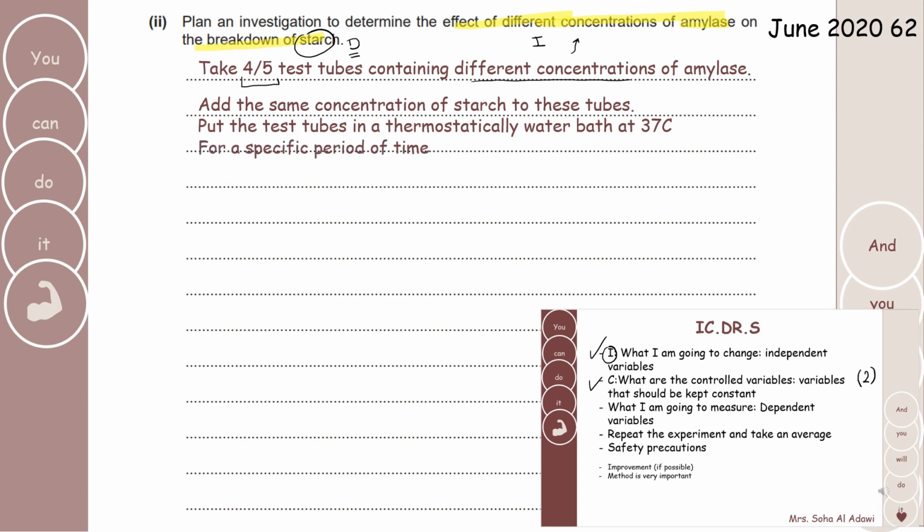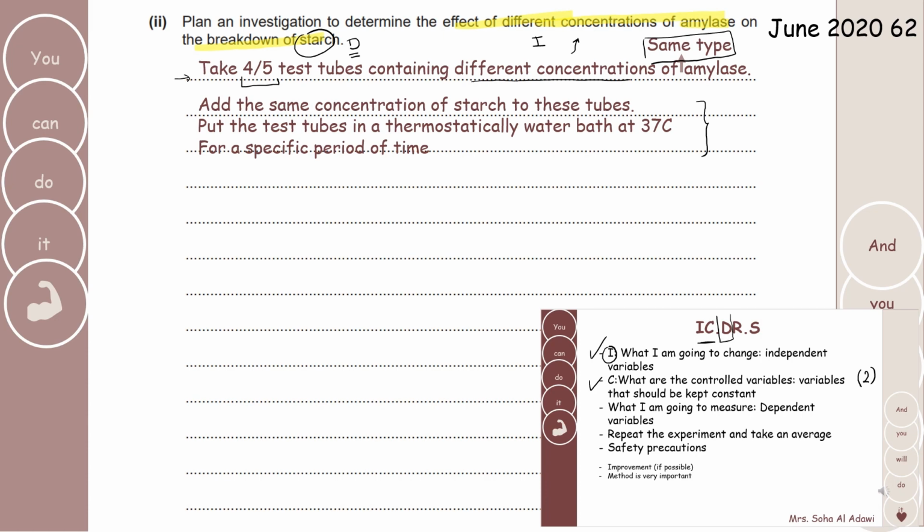Also, you have to put all test tubes for a specific period of time. This is another controlled variable. And also, you can say use the same type of amylase. So this is another controlled variable. So make sure to mention at least 2 controlled variables, and we're done with the second step.